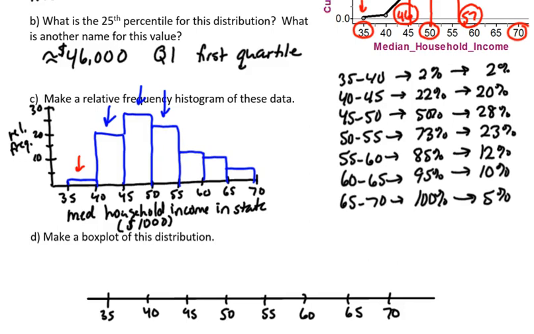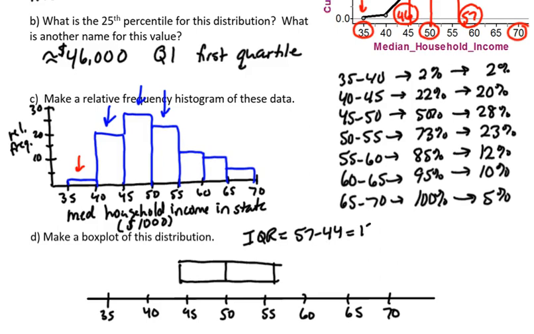Okay, so we have our median at 50, Q1 at 44, Q3 at 57. So notice our IQR, our interquartile range, is going to be 57 minus 44, which is 13. Then we have our maximum at 70 and our minimum at 35. Now, we didn't check for outliers, so we should probably check for outliers. I kind of doubt 35 is going to be an outlier, but let's just check both.